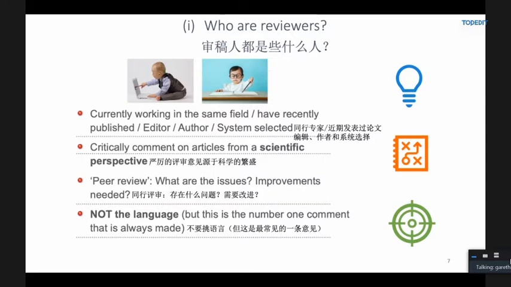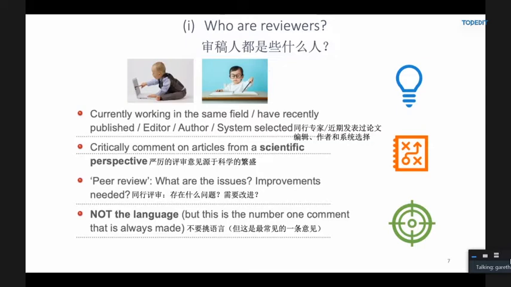Peer reviewers are currently working in the same field, we hope, or have recently published on similar topics to the topic that you are submitting your article on. They are asked by journals to critically comment from an academic perspective, from a scientific perspective. They're asked by journals, where are the issues? Where are the problems with this article?